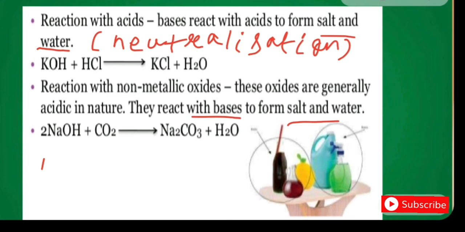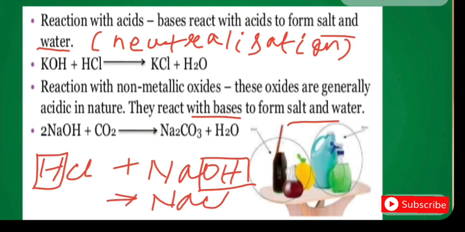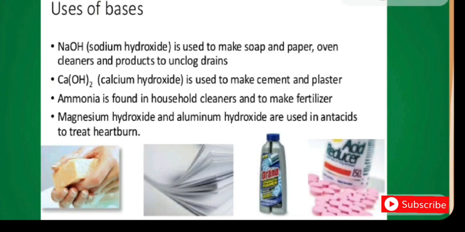Children, you know what an acid is? An acid is a substance which gives the H plus ion. And what is a base? A base is a substance which gives the OH minus ion. Neutralization means the H plus ion of the acid neutralizes the OH minus ion of the base, and it produces NaCl, salt, and water in this case. The formation of water is known as the neutralization reaction. So this is the property of the bases.